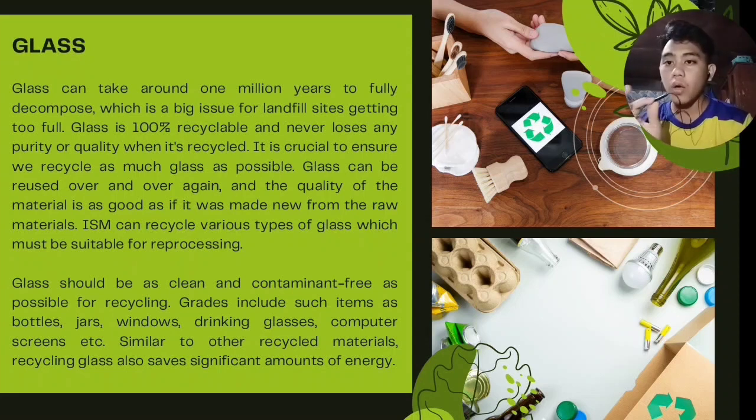So the quality of the material is as good as if it was made new from raw materials. So once you reuse glass, it is as good as new; its quality does not get worse. So that's what I said earlier.